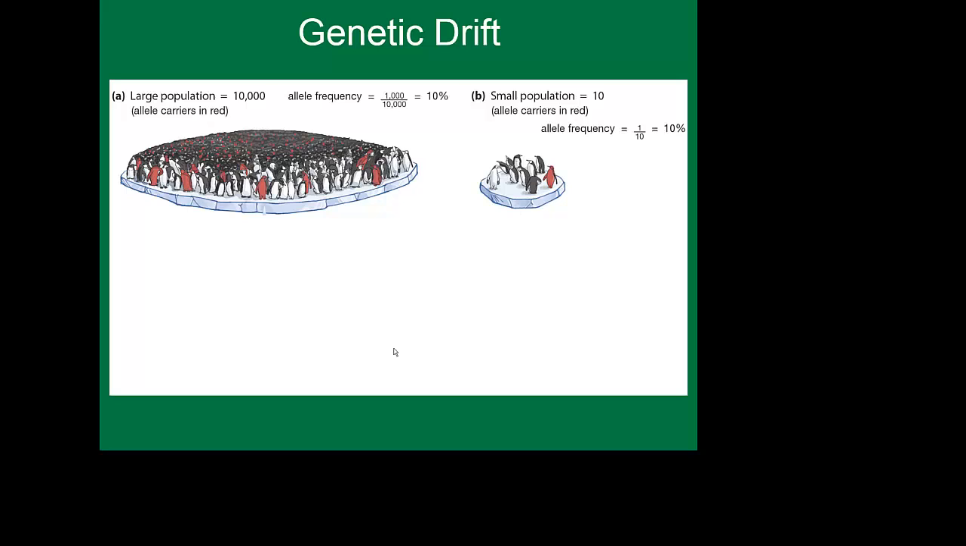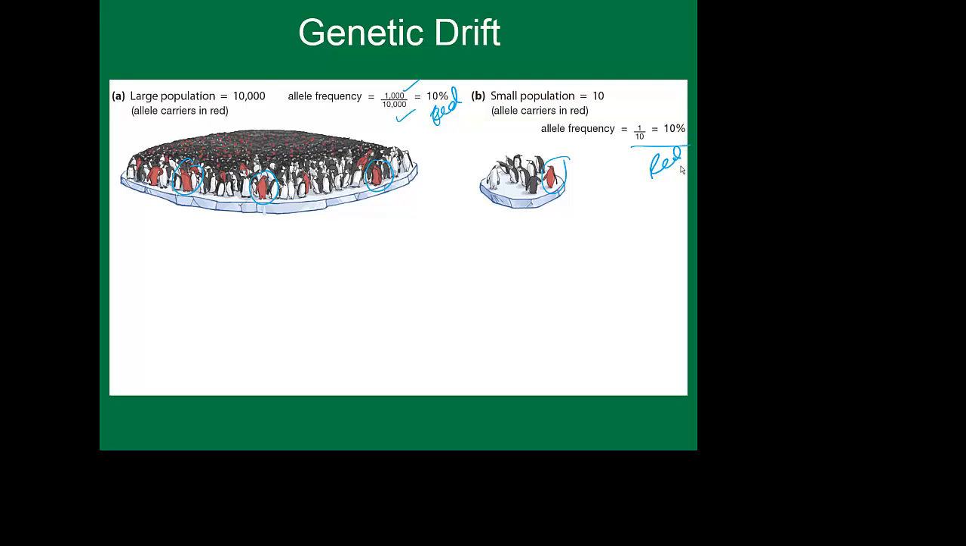I've got penguins on an iceberg. Not uncommon, but what I want to focus on is the red penguin. In this population, this large population, I have 1,000 red penguins and 10,000 total penguins, meaning that in my population, 10% of my penguins are red. Got it? Okay. In my small population, 10 individuals total, one of my individuals is red, but it's still 10% of my population is red, right? 1 out of 10 is 10%.